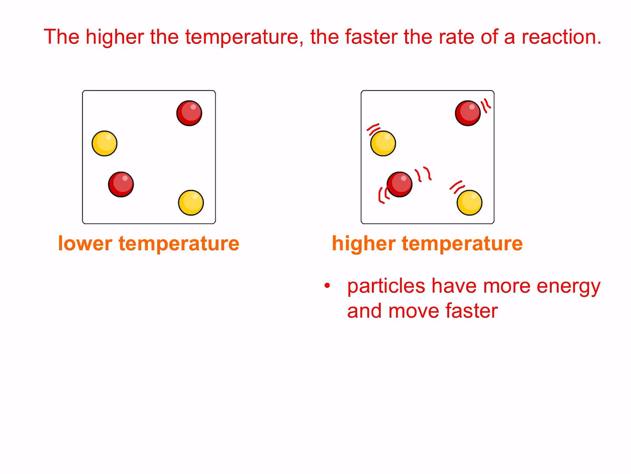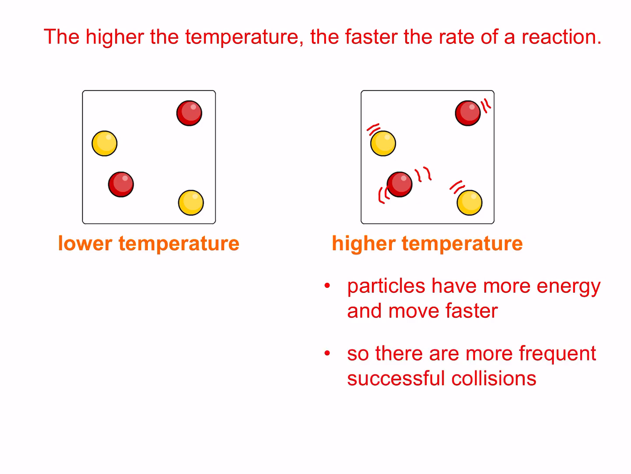So what would be a consequence of the particles having more energy and moving faster? Think about the line we've used that always explains why the reaction would then be faster. There are going to be more frequent successful collisions. These particles are going to collide more often because they are moving faster. If we increase the temperature, they're moving faster, they've got more energy, they're going to collide more often, so the reaction will be faster.